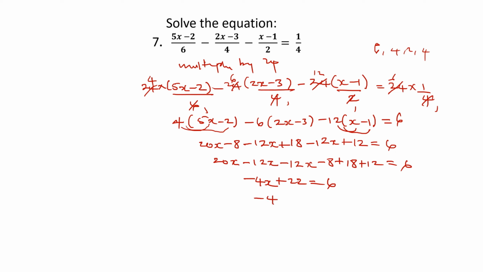So we write this and then we send this over. 6 is already here. We first write 6. Don't write 22 before 6. So 22 goes over the equal to sign. It's positive here, so it becomes negative. 6 minus 22 gives you negative 16. Minus 4x is equals minus 16. So remember, negative cancels negative, and we have 4 divided by 4. To get x, we have x is equals to 4. So this is our answer.